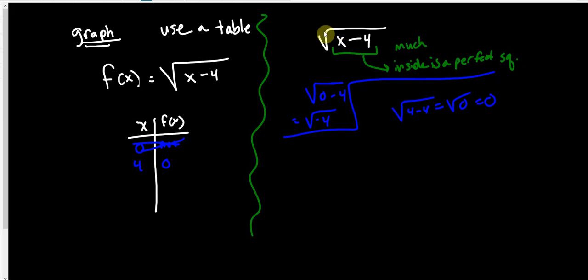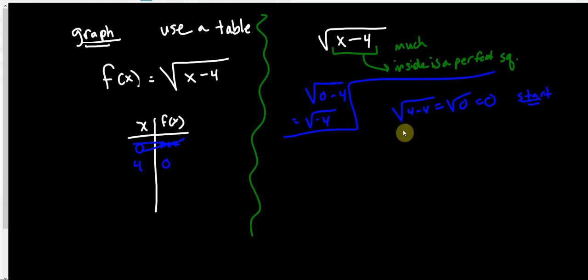So let me go ahead and give you this tip. Whenever you're graphing square root functions, the first x I try to start with is one that gives me a 0 on the inside. That's a good place to start.